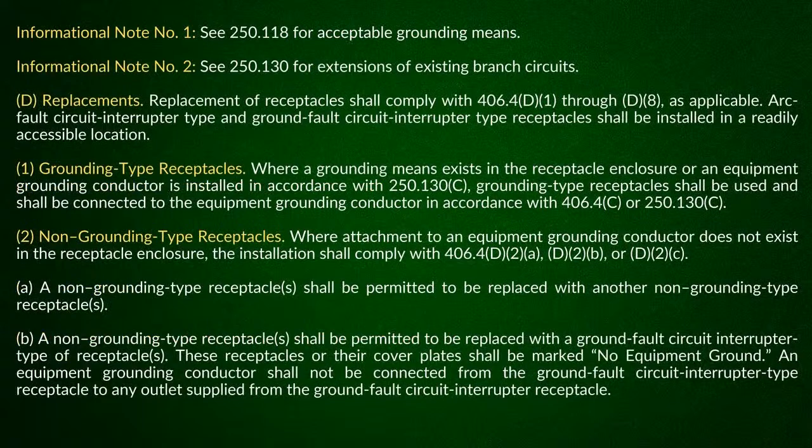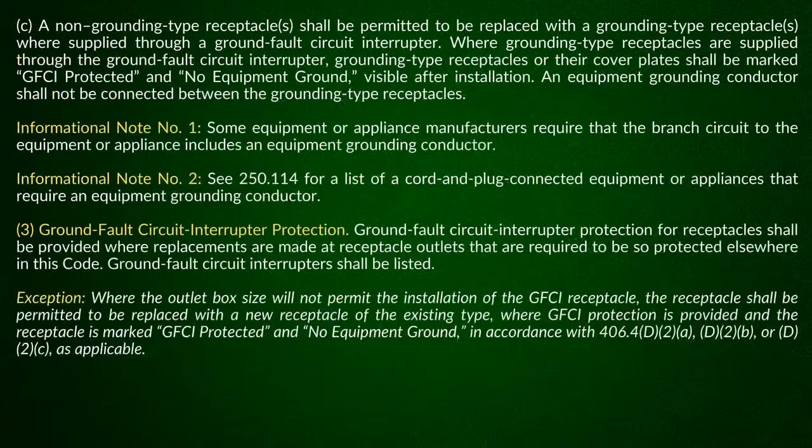But where you really want to get into is the grounded type. If you go down and look at D2, that's where it talks about taking a non-grounded type receptacle and replacing it with a non-grounded type. But if you look at 2B, that's where it gets to be non-grounded type, and it tells you it can be replaced with a GFCI type receptacle here. And like you said, it has to be marked on the cover plates, no equipment ground. So here's where that information comes from, and it ties all of this in about your non-grounding type receptacle being replaced with a GFCI type.